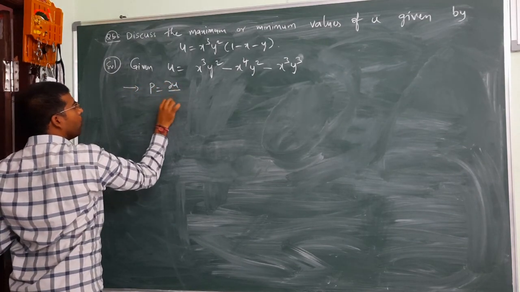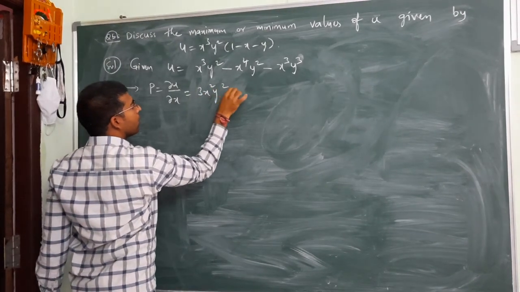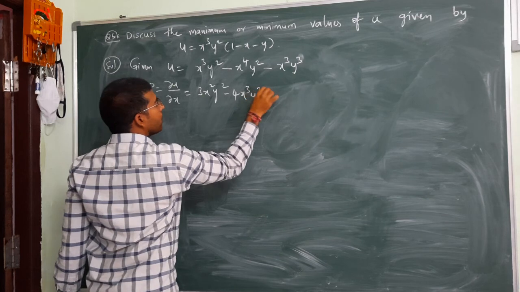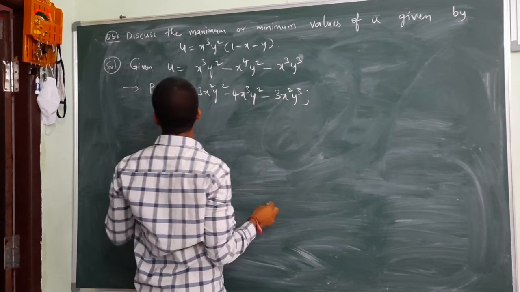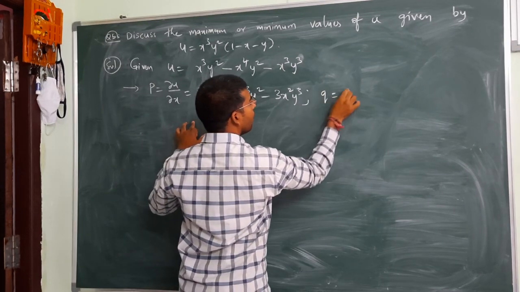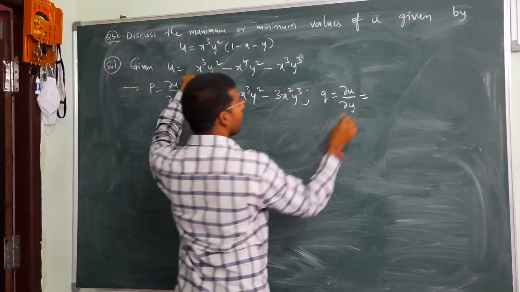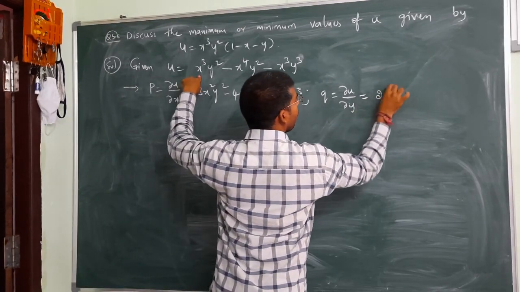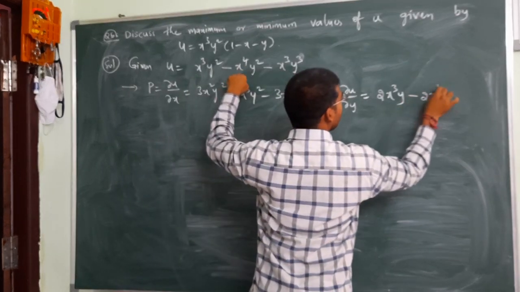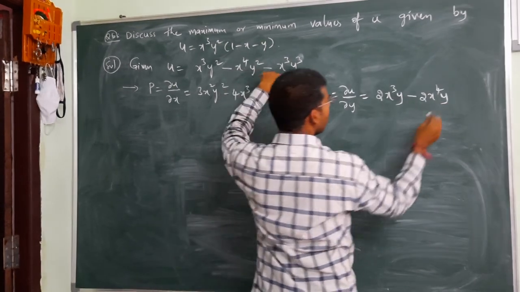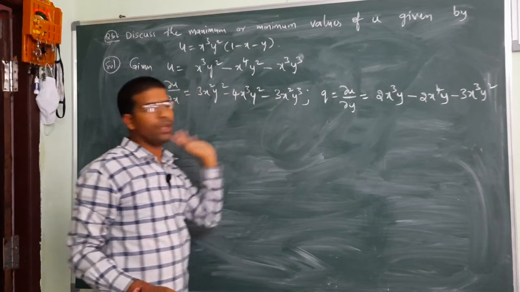What is P? ∂u/∂x. 3x square y square, this one is 4x cube y square, this one is 3x square y cube. Right? This is P. What about Q? ∂u/∂y. So here 2x cube y, here 2x power 4 y, here minus 3x cube y square. Okay, these are P, Q values.